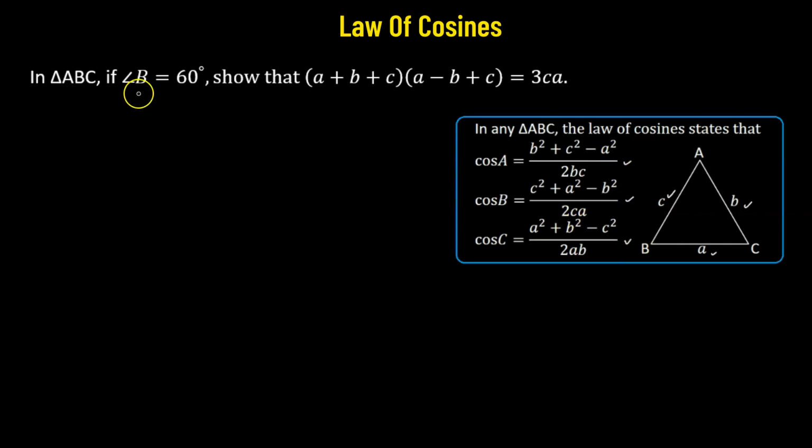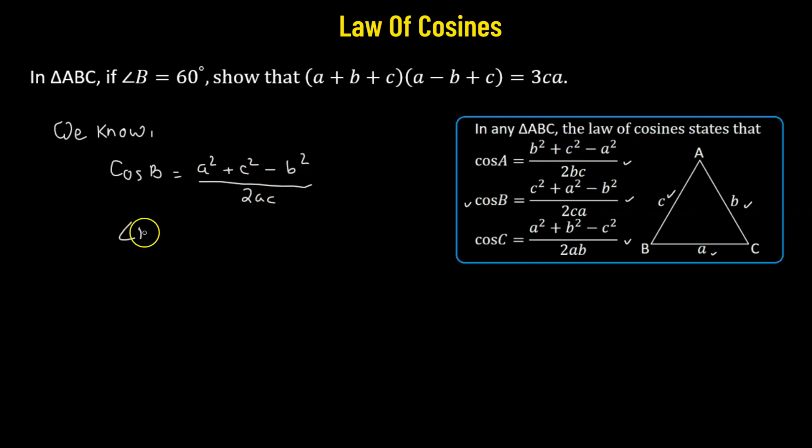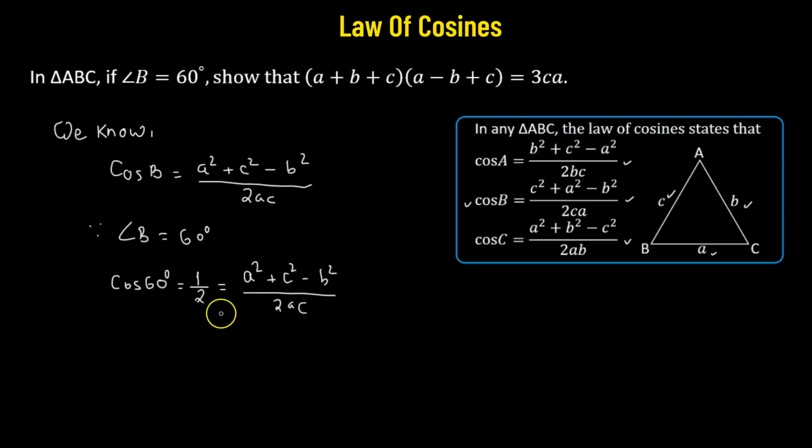Here it is given that the measure of angle B is 60 degrees. So let's use the value of cosine B. So we know that the value of cosine of angle B is given by (a squared plus c squared minus b squared) divided by 2ac. Since angle B is 60 degrees, the cosine of 60 degrees is half. So half equals (a squared plus c squared minus b squared) divided by 2ac. So let's solve this equation.